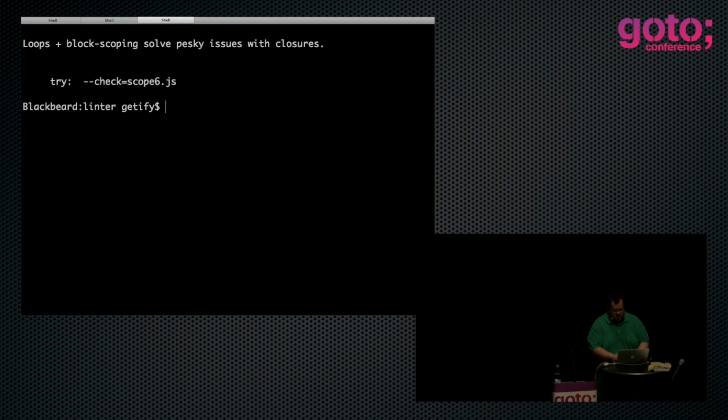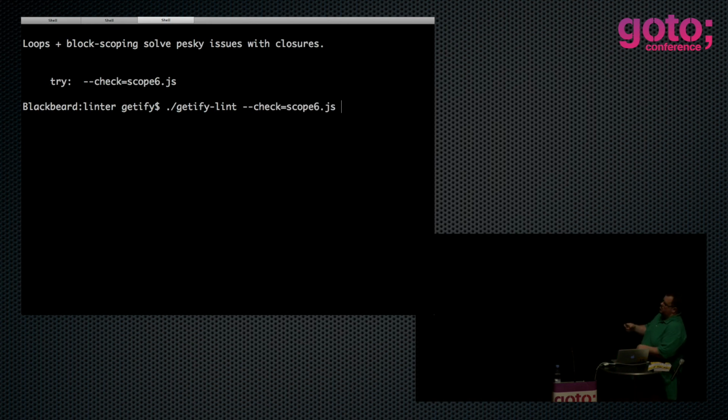Okay, one last thing on scoping is loops. Loops actually benefit hugely from block scoping. Loops and block scoping solve pesky issues with closures. And when I show you this code, this might look familiar to you if you've ever written loops with functions inside of them and had problems like for your checkboxes or your things. I'm going to show it with timeouts here.